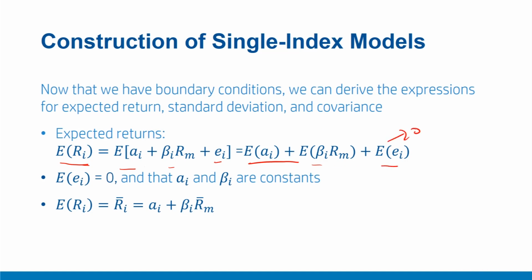Now expectations of Ei is 0, we already discussed that. Since alpha is a constant term, expectations of alpha i will be alpha i itself, and expectations of beta i times Rm should be beta i times Rm bar, because beta is a constant. Rm bar is the expectation of market return. So this is our expected return definition for the single index model.